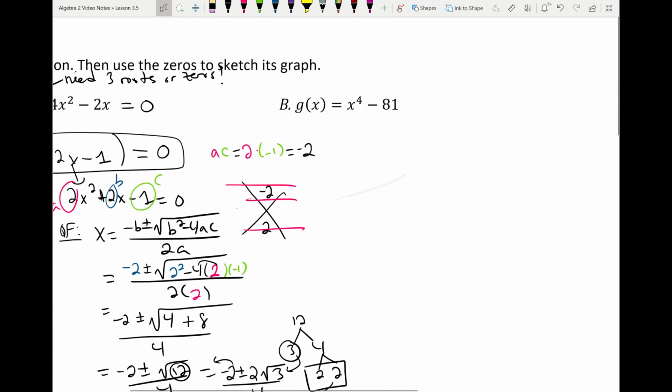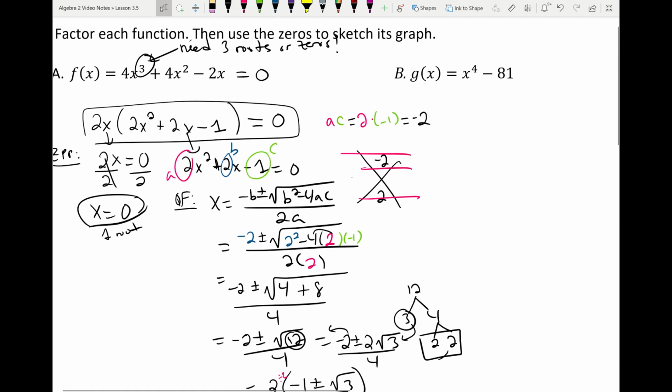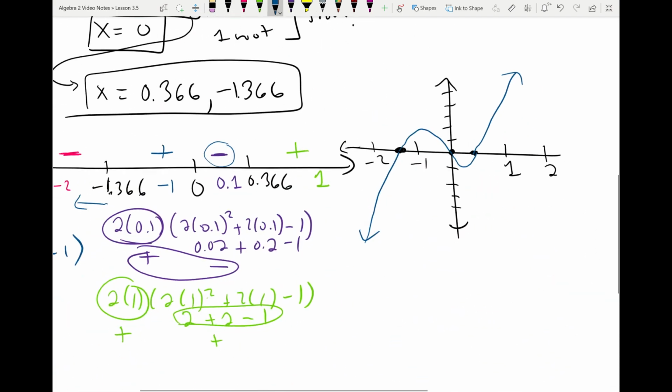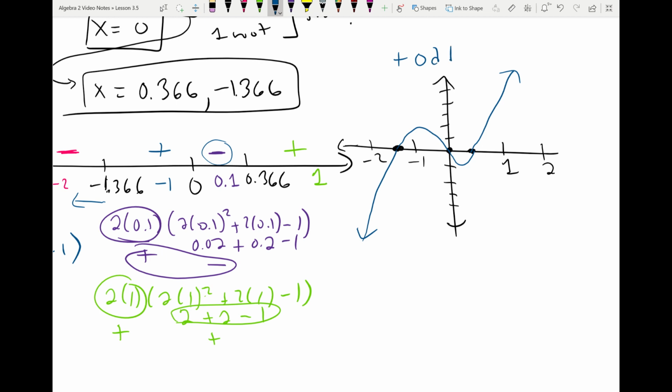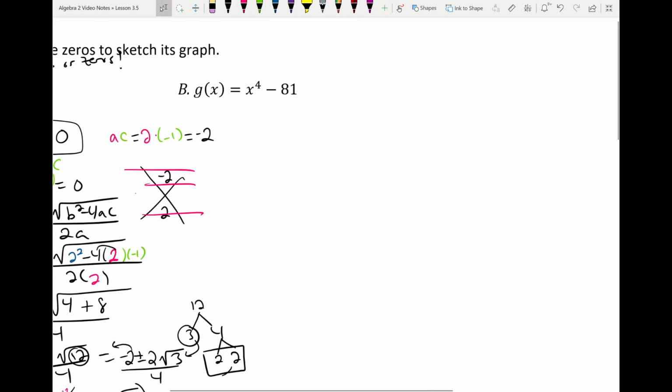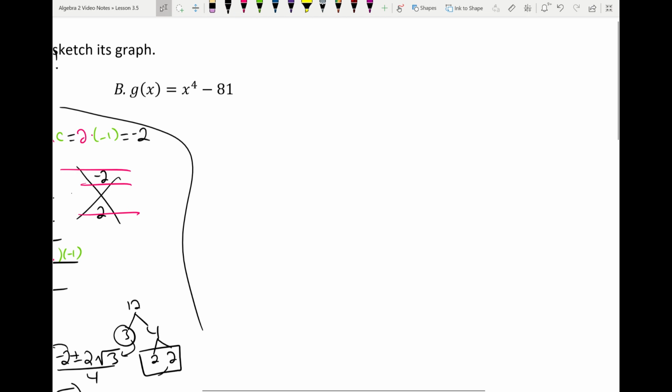All right, now if you notice, it's a positive odd function, and it makes sense because it looks like a positive odd function, with the down and then the up pattern. All right, let's go ahead and quickly do B. So if we look at B, we want to set this equal to 0.